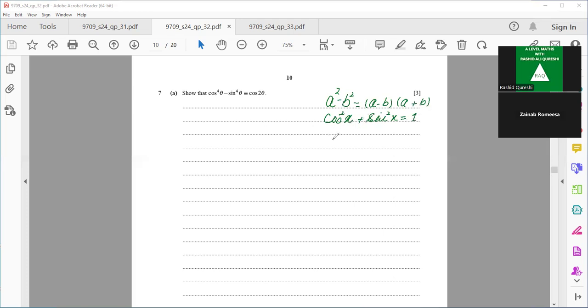Then you have another formula that is very simple: cos of 2 theta. There are three results for cos of 2 theta. That formula is called the double angle formula. The first formula for the double angle is cos square of theta minus sine square of theta.